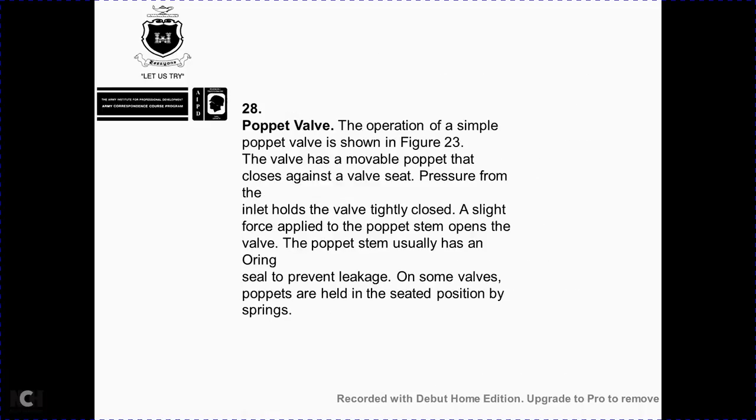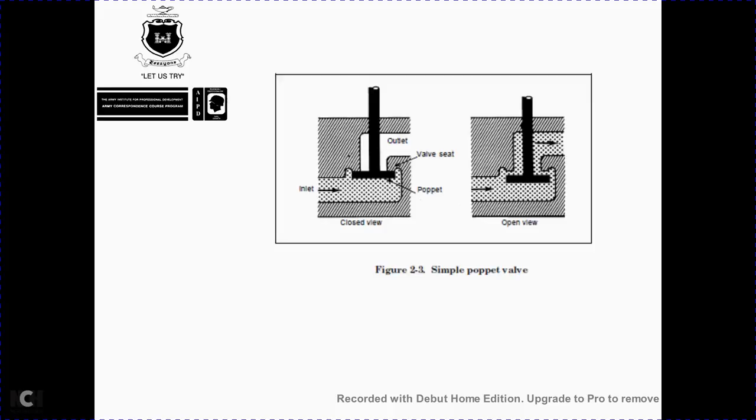The operation of a simple poppet valve is shown in Figure 2.3. The head of the movable poppet closes against the valve seat, and the pressure at the inlet holds the valve tightly closed. Force applied to the poppet stem opens the valve. The poppet stem usually has an O-ring seal to prevent leakage in some valves. The poppets are held in their seats by springs. The figure shows a single poppet valve with the inlet closed view and the outlet open view.